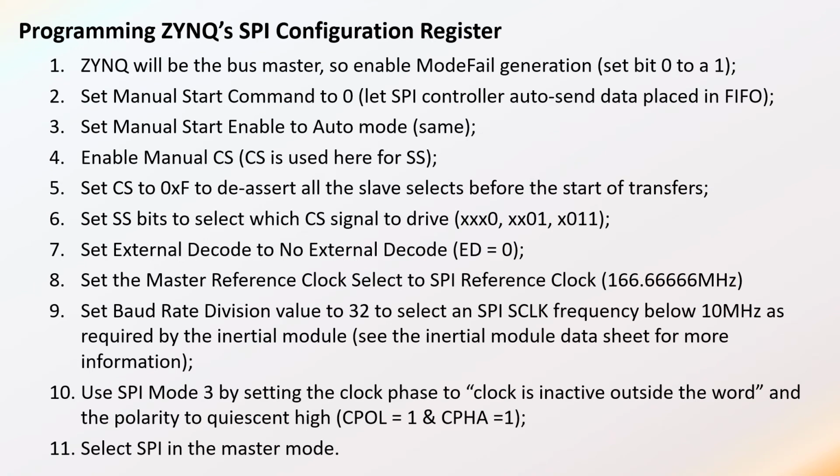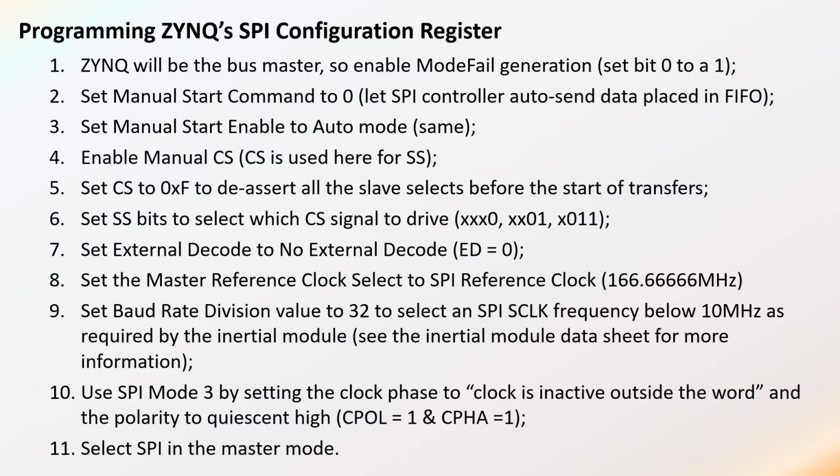So the first thing is we're gonna be the bus master. So the mode fail bit is set to a 1 to say that we're a bus master. You could set it to 0, in which case you want to be a slave to some other SPI master. In that case, it's not going to try to generate mode fails, which we're not even going to talk about here. So set manual command start to 0. That means that when you put data in the FIFO, the SPI controller will automatically start sending data. If you set that to a 1, then you would manually go write another register to start the SPI bus working. And same thing with bit 3, set manual start enable to auto.